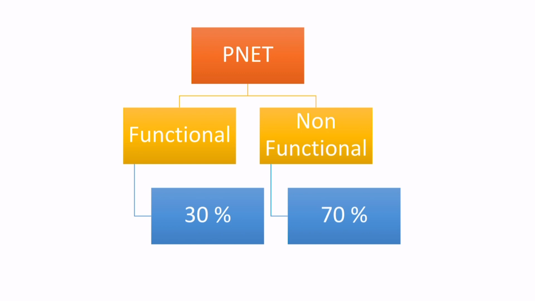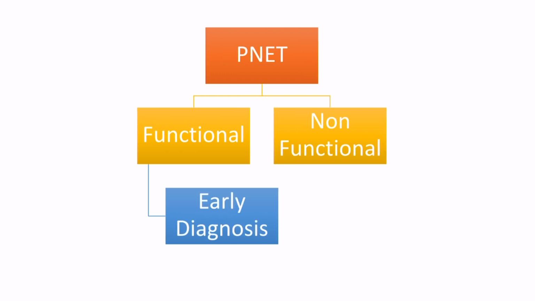Around 30% of PNET are functional tumors. Due to specific symptoms, functional tumors are detected early and hence have a better 5-year survival.